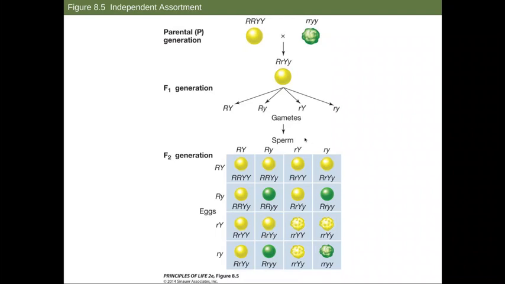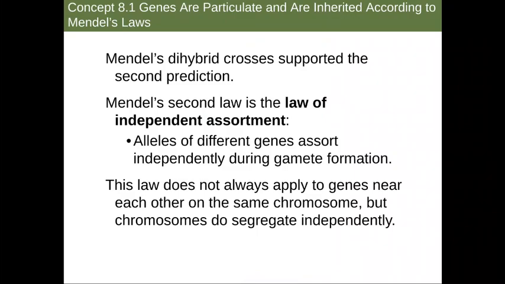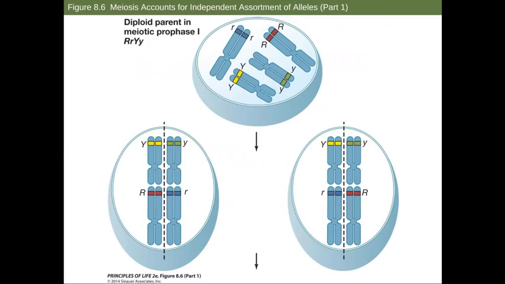And we know this today as Mendel's law of independent assortment. So alleles of different genes do assort independently during gamete formation. It doesn't always apply to genes near each other on the same chromosome, though, but chromosomes do segregate independently. So it is possible, with genetic recombination and meiosis, that groups of genes can be inherited together just because of their likelihood of being crossed over together. Figure 8-6 on page 156 shows how meiosis accounts for independent assortment of alleles.